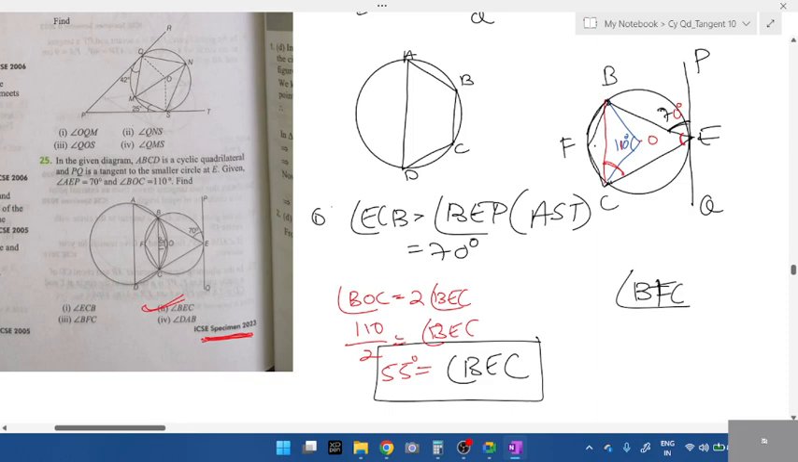Last is DAB. DAB is slightly confusing. How do you find DA? Where is DAB, student? Smaller or the bigger one? Bigger circle.